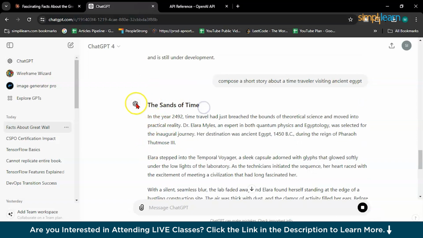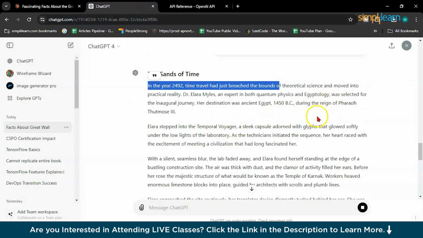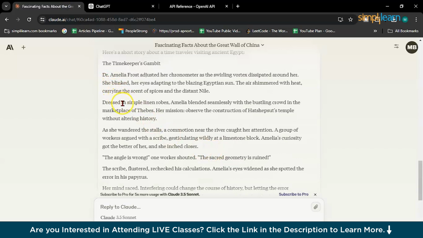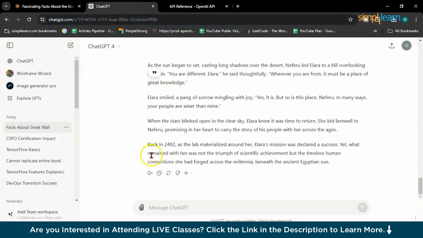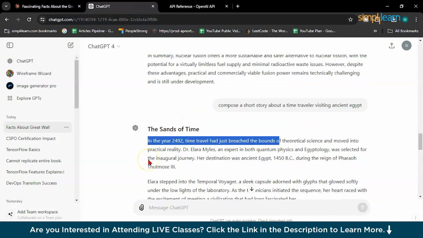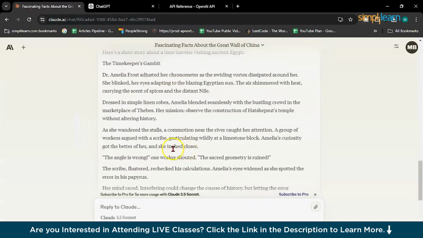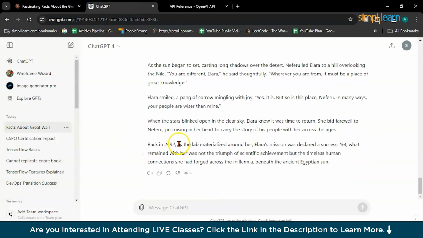First of all, ChatGPT gave the title as The Sand of Time. So in the year 2492, time travel had just breached the bounds of theoretical science and moved on to the practical. Okay, nice. We're still writing. I think here also I like the story of ChatGPT-4 as compared to Claude, because Claude's is hard to read and understand. You can see some of the words like gesticulating. And here ChatGPT is using easy words.